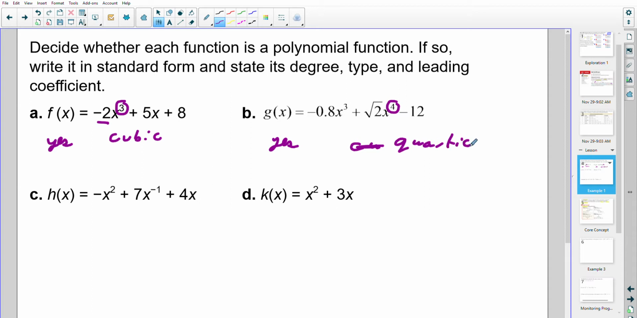Therefore the type is going to be quartic. The leading coefficient is equal to the square root of 2. This is not a polynomial because of that -1. The degrees have to be whole numbers, which means 0, 1, 2, 3, 4, etc. This would be a quadratic because it has a degree of 2 and a leading coefficient of 1.